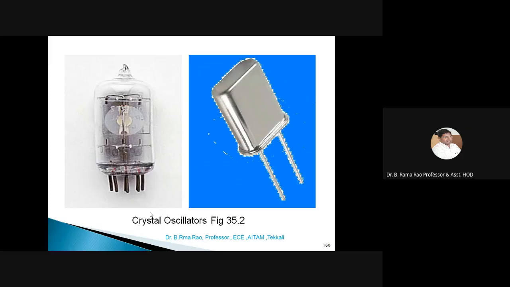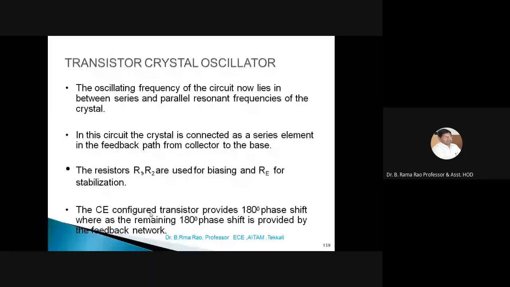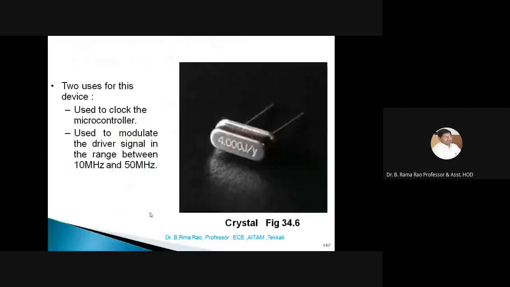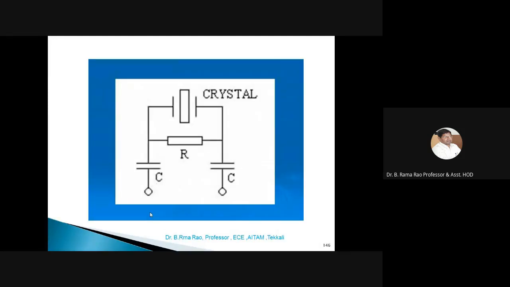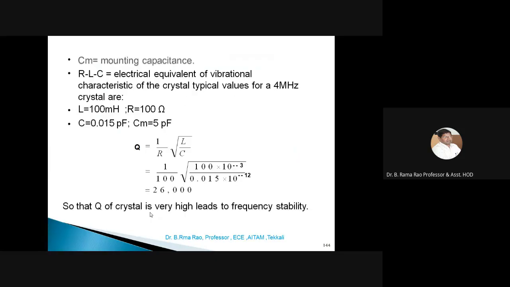So these are some crystal oscillators which are used in the laboratories as well as some industries. This is also one kind of crystal. This type of crystal is used in the 10 megahertz to 50 megahertz range. This is the symbolic representation, which we have seen.